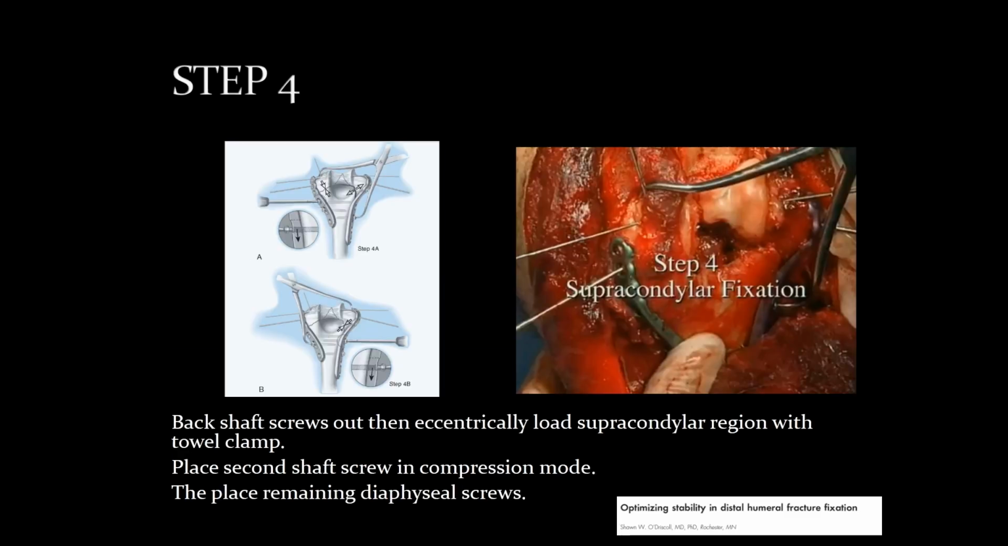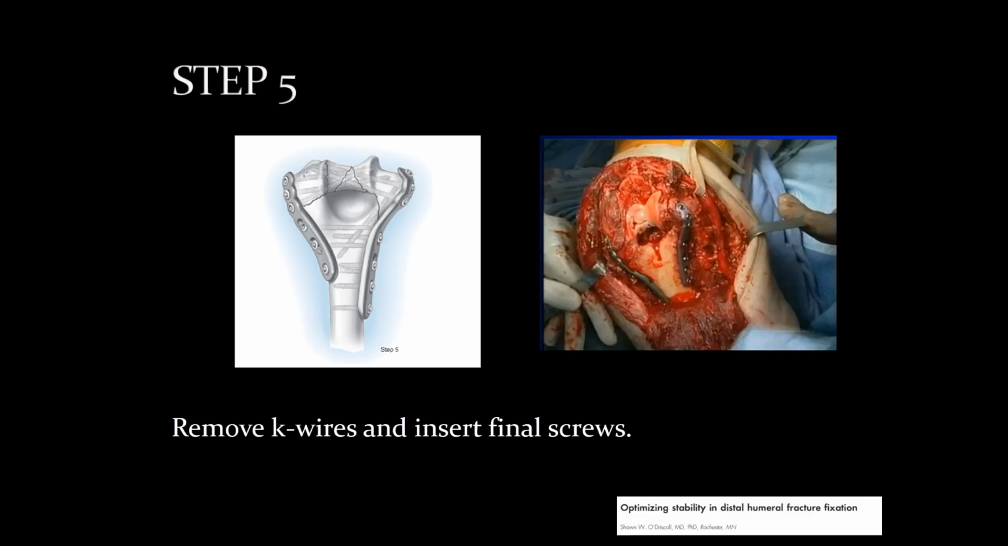So you must compress it either with a towel clip, reduction clamp or a reduction device. The 4th step is the supracondylar fixation. And again here, what you do is you back out these shaft screws that you put in, the temporary fixation shaft screws. You compress the fracture from there to the plate, and then you re-drill another compression screw in the shaft there. And you do the same, you repeat it on the opposite side. And on each side, you put a second shaft screw in compression, and then finally you replace the diaphyseal screws which are there. Step 5, remove the K-wires that were the temporary fixation and place screws through that construct.